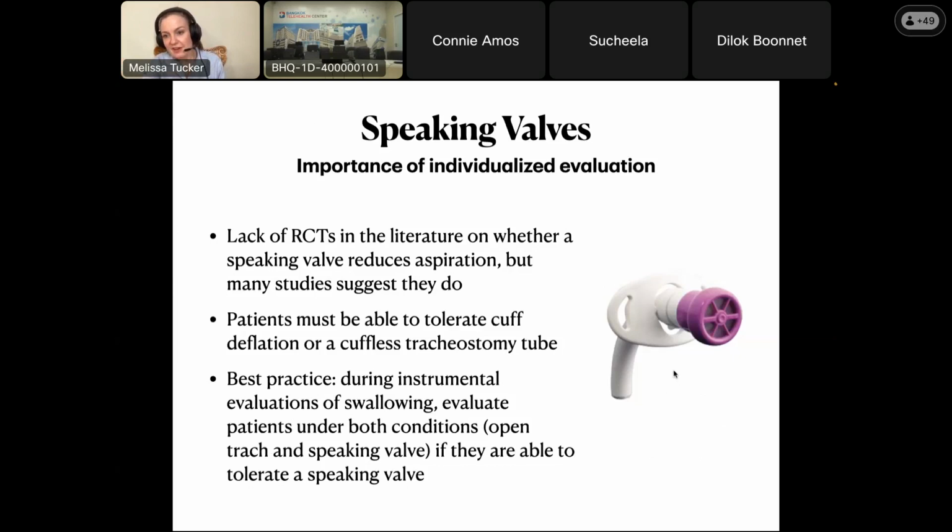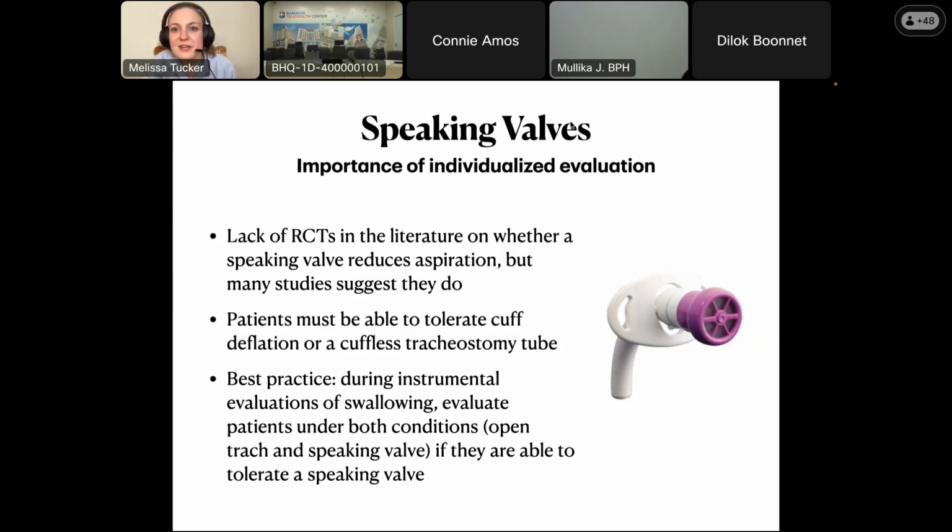So it's a one-way valve that goes onto the end of the tracheostomy tube. You can't quite see it, but there's a thin silicone membrane in there. When the patient breathes in, that membrane opens and they breathe in through the trach. When they go to breathe out, the membrane closes and it forces the patient to breathe around the trach and expel the air through their upper airway, so their mouth and their nose. A very important caveat to this is that the speaking valve cannot be used if the cuff is inflated.